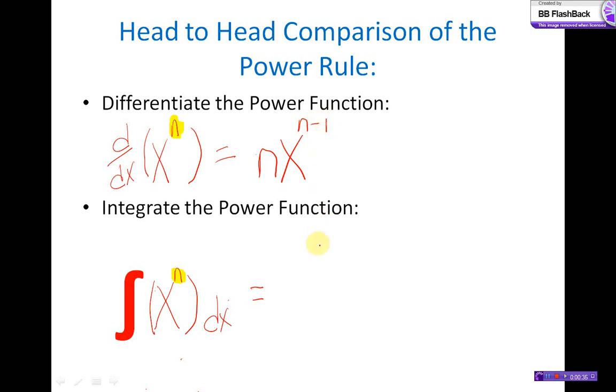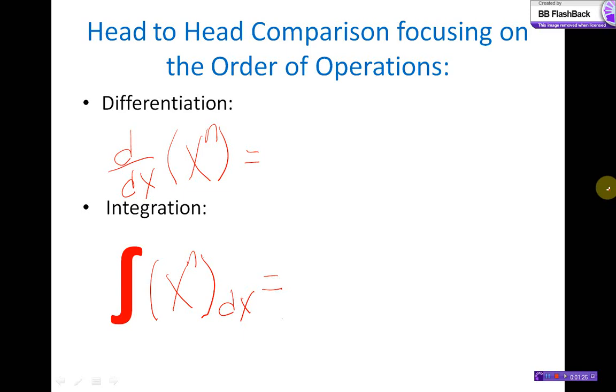That's the second step. With integration, the first step that we do is we take the original exponent and we simply add 1. Then we take that same n plus 1 exponent and divide by that number. Don't forget when you're doing integration that you always have to add the constant of integration. Very easy to forget. Okay, now let's go to the next slide and do a head-to-head comparison focusing on the order of operations.